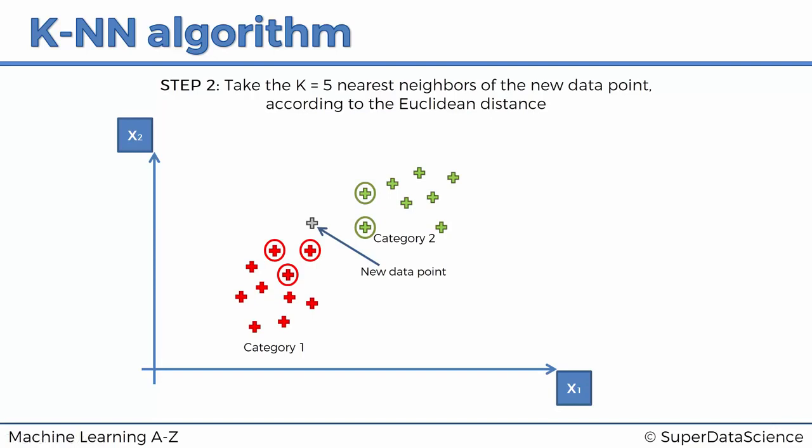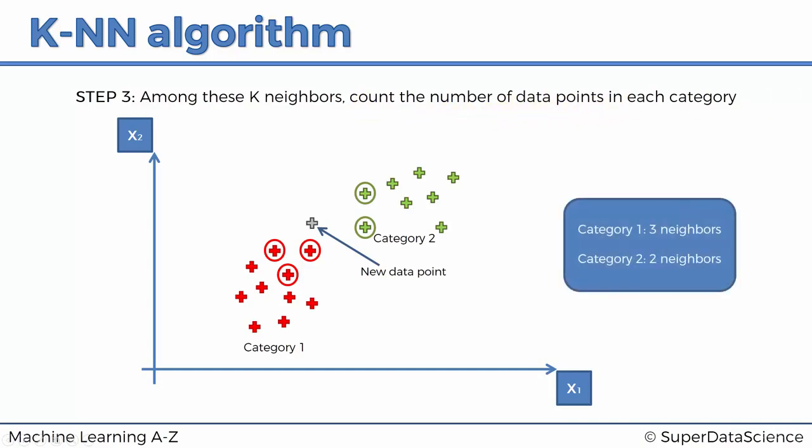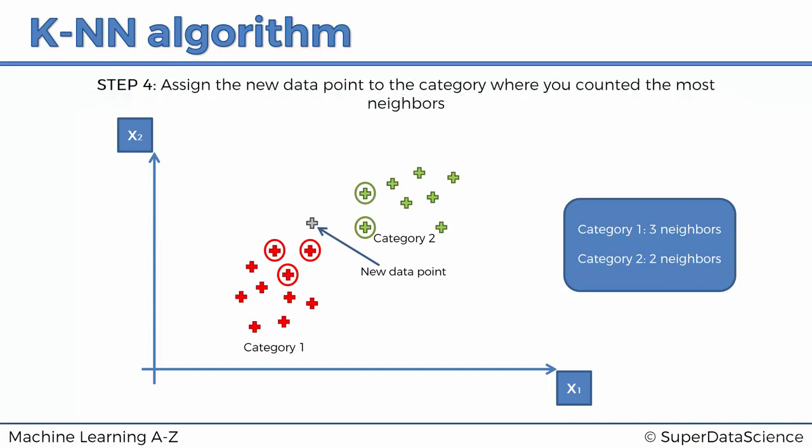Now all we have to do is step 3: among these k neighbors, count the number of data points in each category. You can see in category 1, the red one, we have 3 neighbors. In category 2, we have 2 neighbors. So therefore, step 4: assign the new data point to the category where you counted the most neighbors. That means we need to assign it to the red category. As simple as that. There we go. Now we have classified this new point and your model is ready.